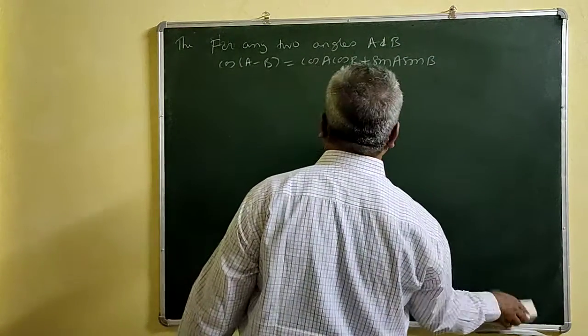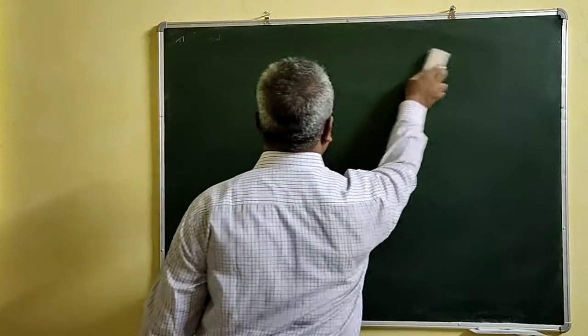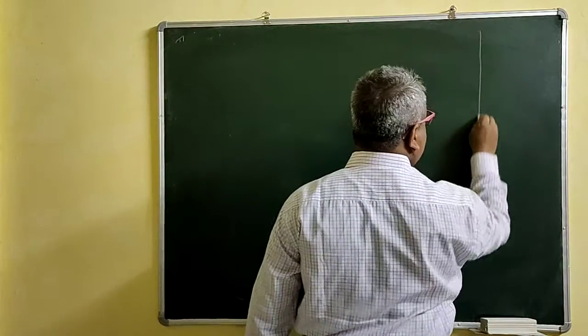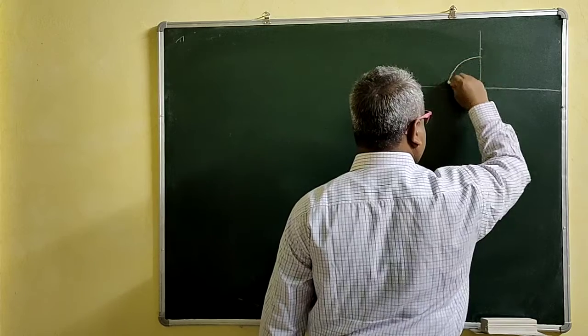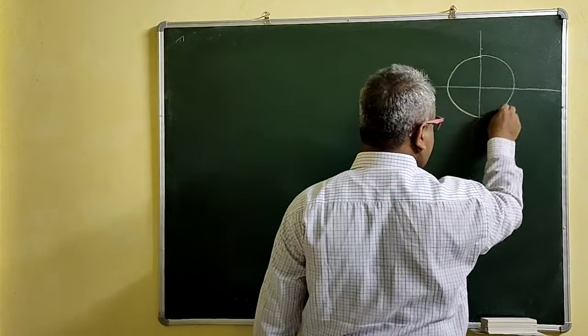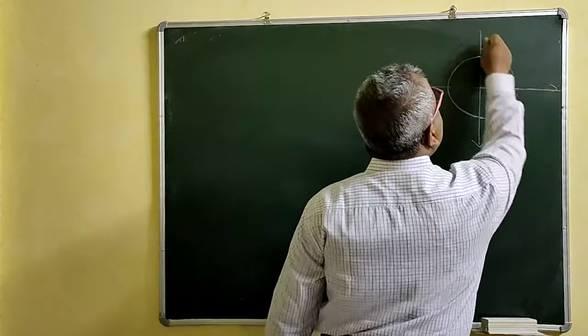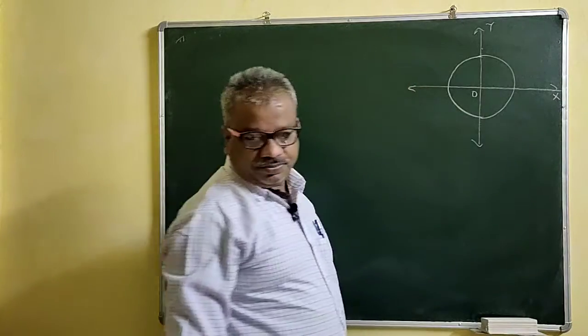Okay, so for this, what we'll do? I will erase this, I don't want this later on. So I will draw the figure first. Suppose the standard unit circle. This is your standard unit circle. This is your y-axis, this is your origin, this is your x-axis.